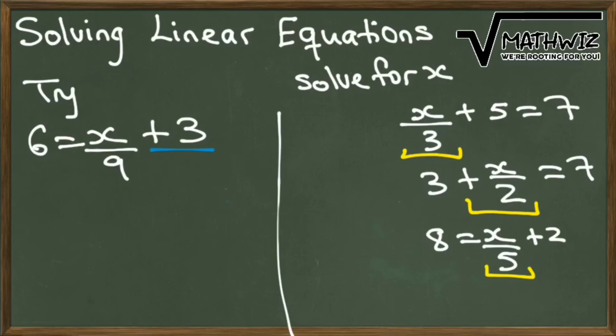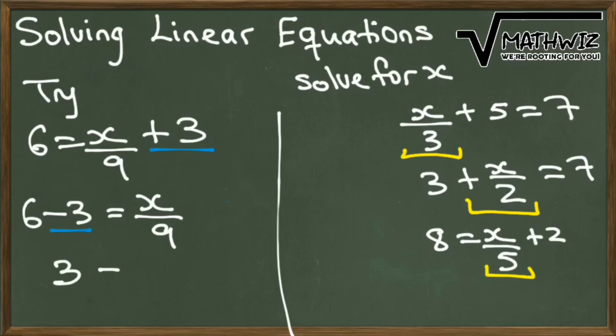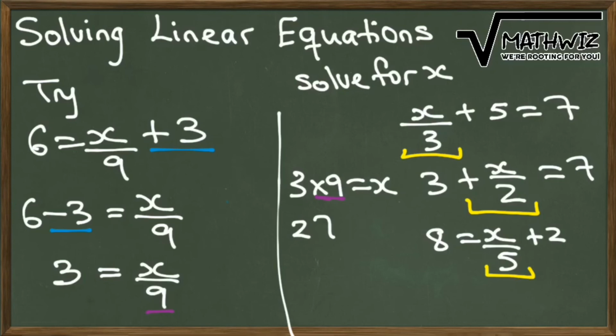So the plus 3, when we take it across, it's going to become minus 3. And 6 minus 3 is 3. The 9 which is divided, when we take it across, we will multiply, and 9 times 3 is 27.